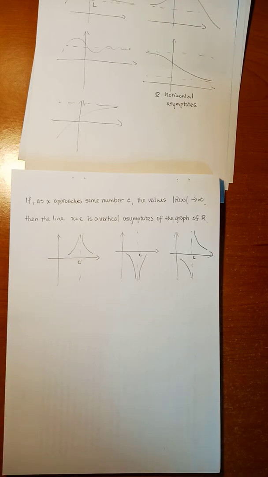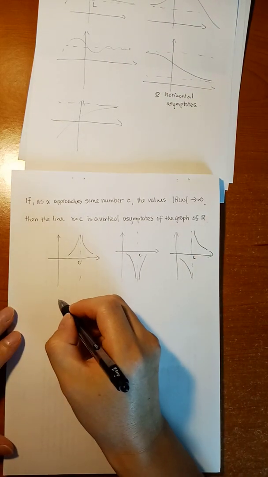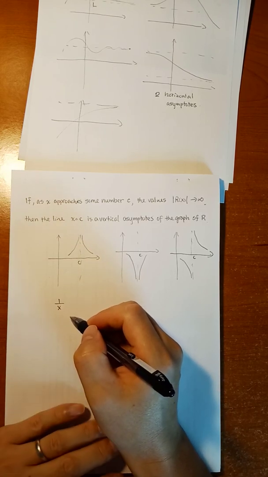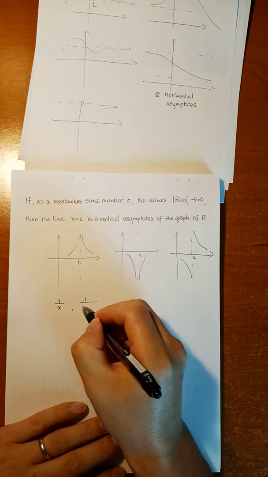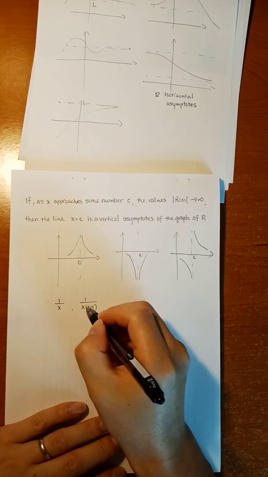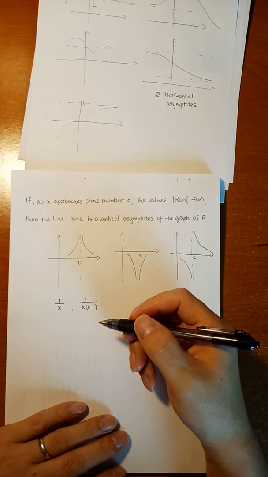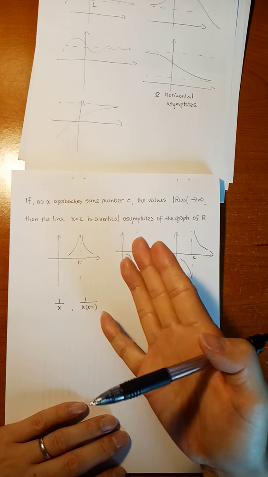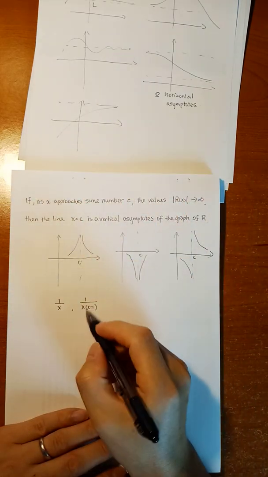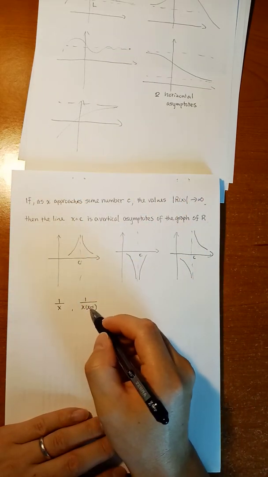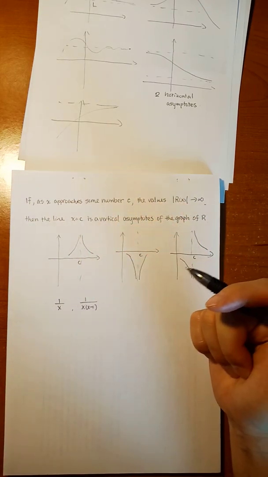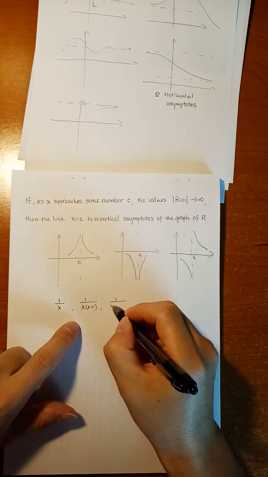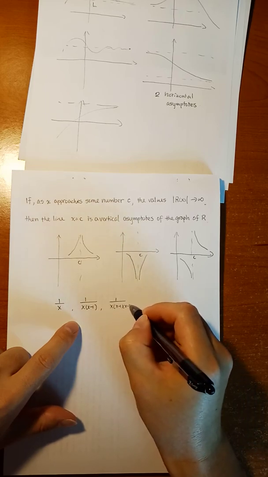Okay, so for example, 1 over x has one vertical asymptote. One over x times x minus 1: at 0, you can get infinity. At 1, you can also get infinity, because when x is close to 1, this denominator is close to 0. You flip 0, you will get infinity. So it has two vertical asymptotes.